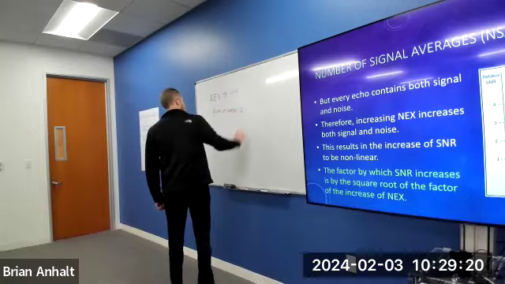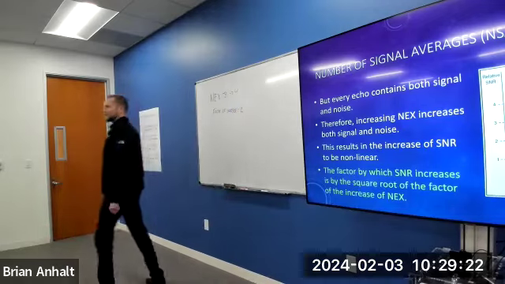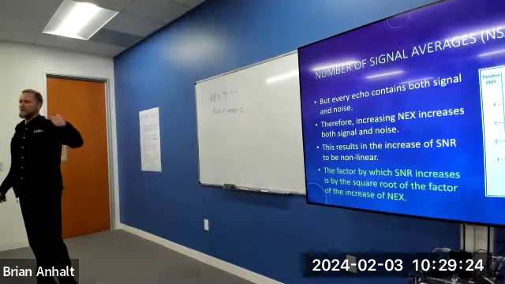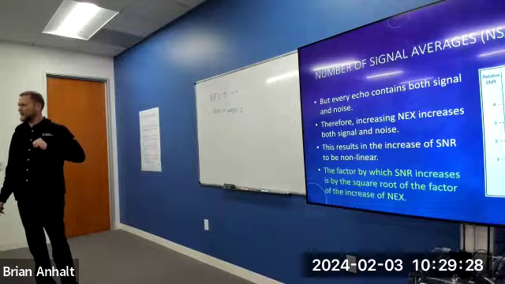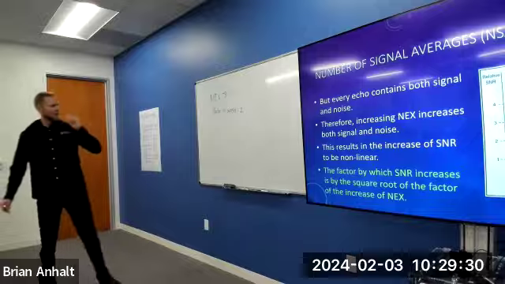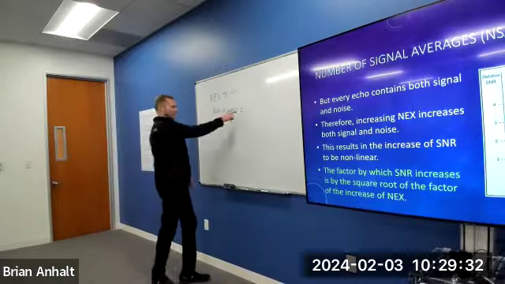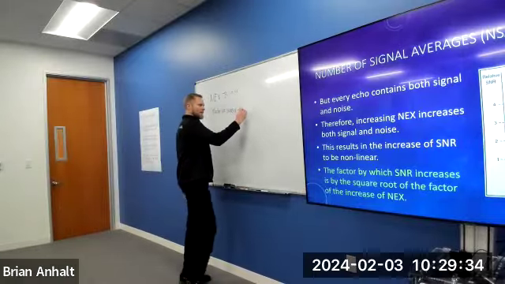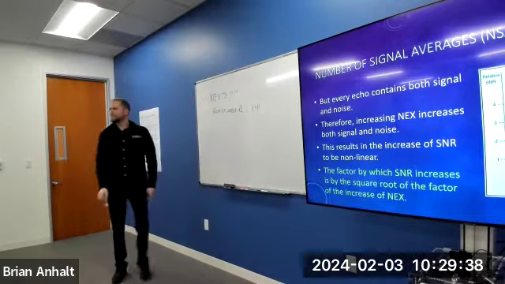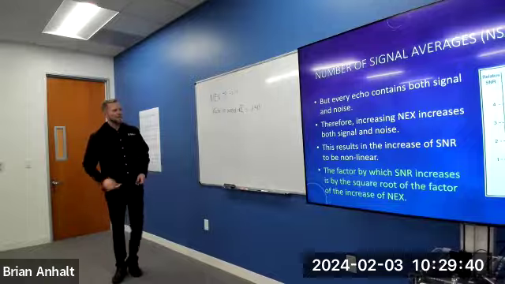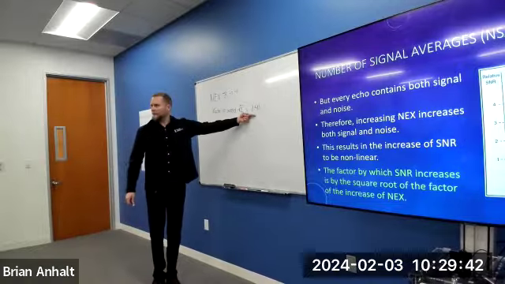equals 2, right? This one always confuses people because 2 plus 2 also equals 4. But it's not what we added, it's what we multiplied by, right? The square root of this number equals about 1.41. That means that my signal increased by 41%.